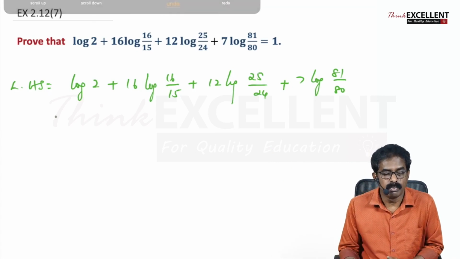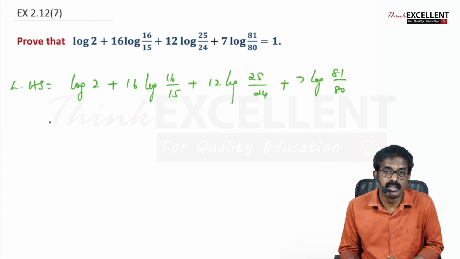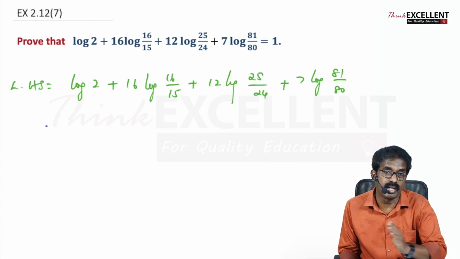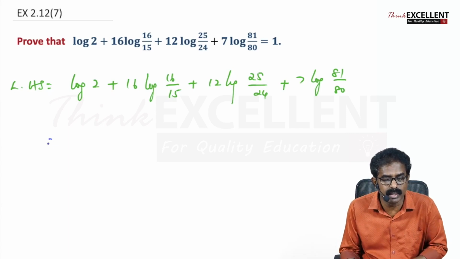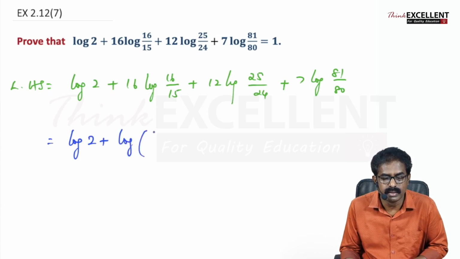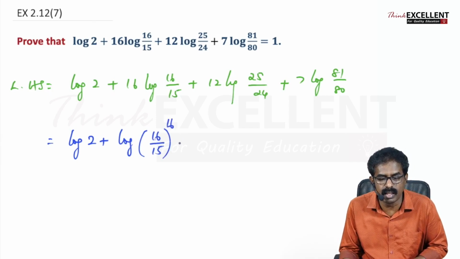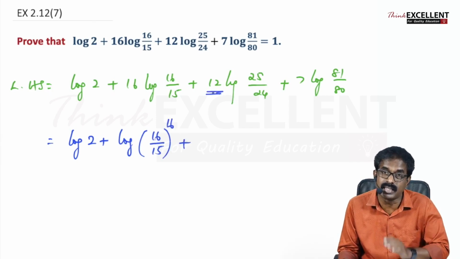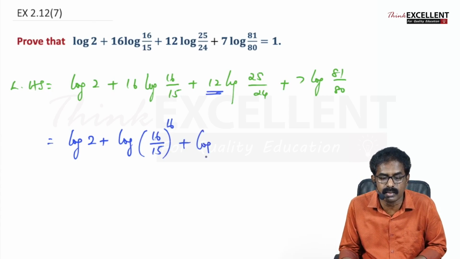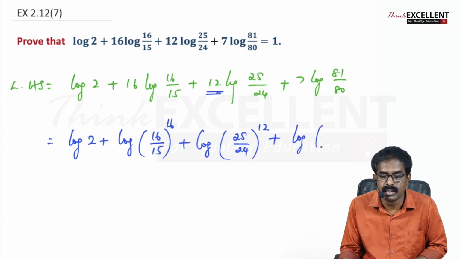Okay, now listen how to simplify. As I said in the previous sums, first step, you see before the log, do you have any number? The first one nothing, log 2. In the second, the number 16 is there, take it to the power. So you write log of 16 by 15 raised to 16, power rule. The third term, before the log 12 is there, take it to the power. So you will get log 25 by 24 raised to 12. Next one, 7 is there, so log 81 by 80 raised to 7.